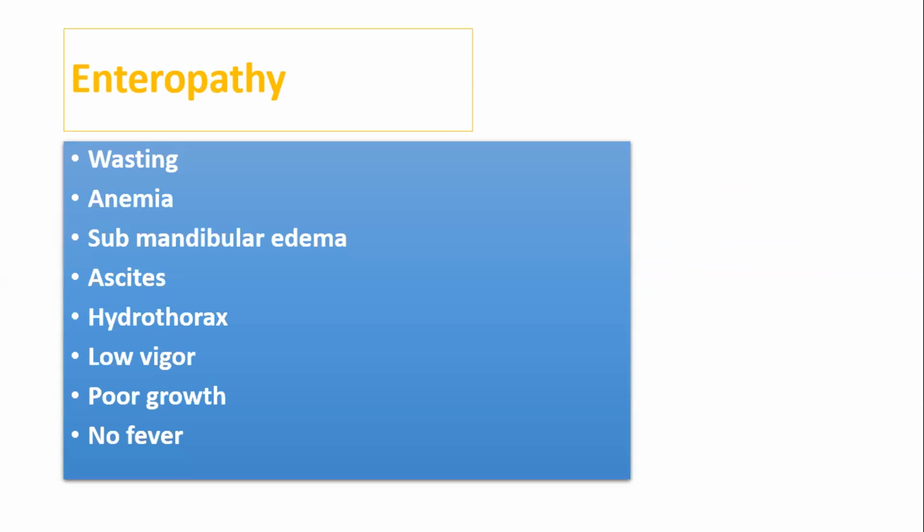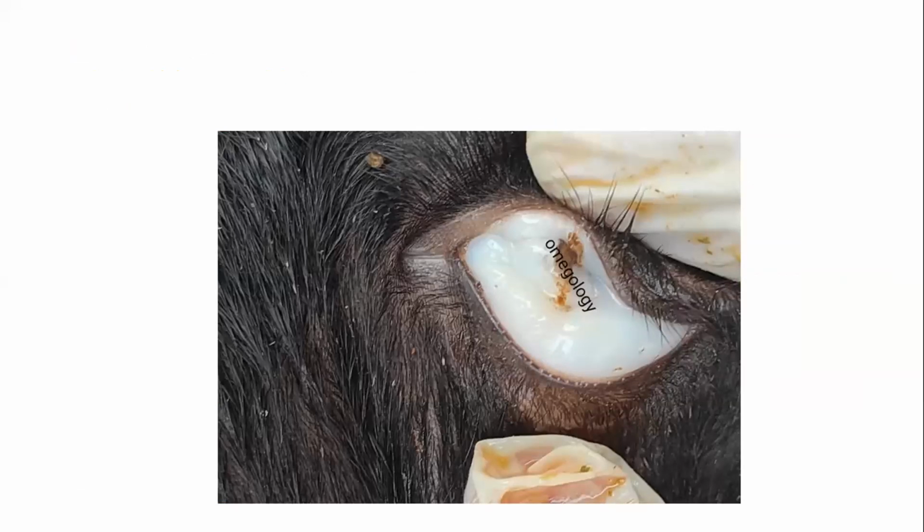Now, enteropathy. So straight away we should go towards enteropathy. Enteropathy is characterized by wasting, anemia, submandibular edema, ascites, hydrothorax, low vigor, poor growth, and no fever. If you see the carcass of that particular animal, you can see the mucous membranes look like boiled egg white. Completely white-colored mucous membranes are there in that particular animal.